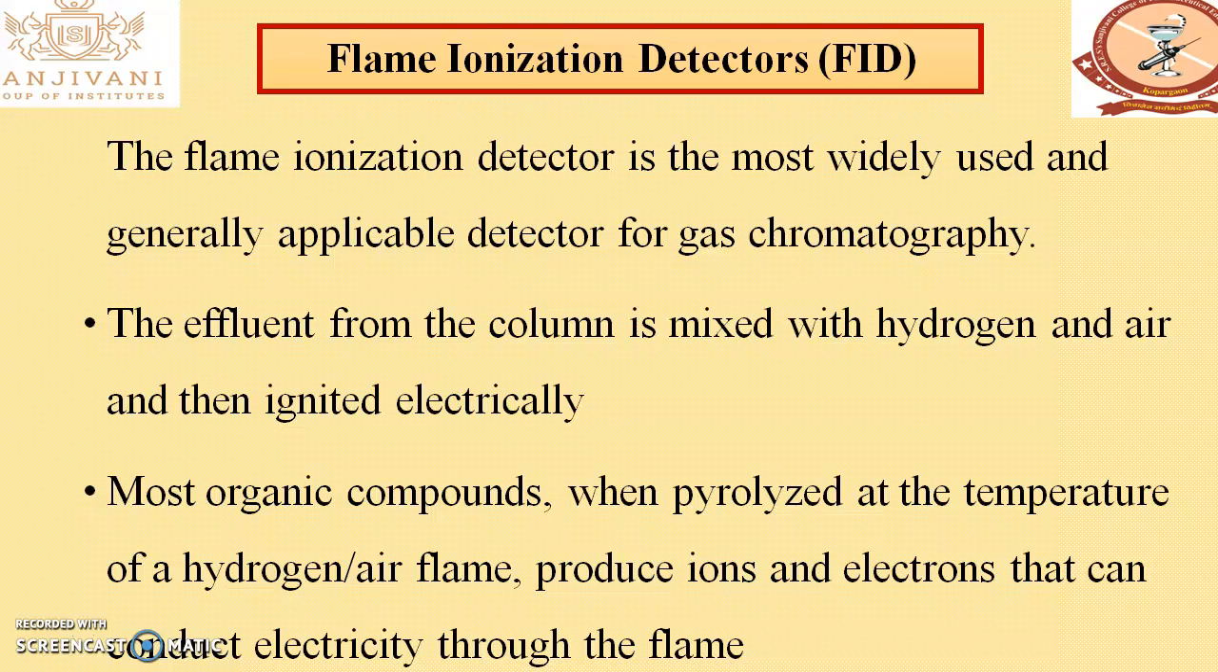In the case of the flame ionization detector, the effluent that is coming from the column is mixed with hydrogen and air and then it is ignited electrically. Most of the organic compounds, when they come in contact with such a high temperature, get pyrolyzed or broken down in the hydrogen-air flame and produce ions and electrons. These ions and electrons can conduct electricity through the flame and this gives the response in the detection system. Now in FID, it does not require any standards for quantification.